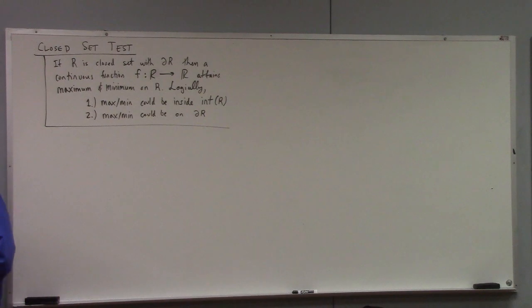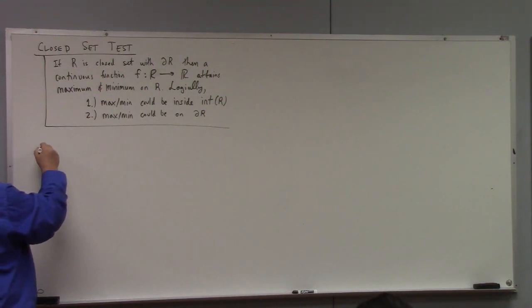So what's the test? If you have a closed set and you have a continuous function, and you want to find out where it's maximized or minimized on that set, you've got two places to check. You got to check inside the set, and you got to check the boundary of the set. You check those two places, and then you just pick winners and losers, and this is how you min-max a function on some closed set. So let me show you an example of this.